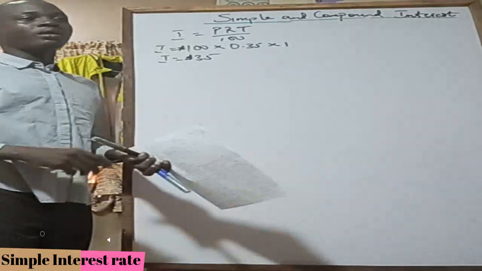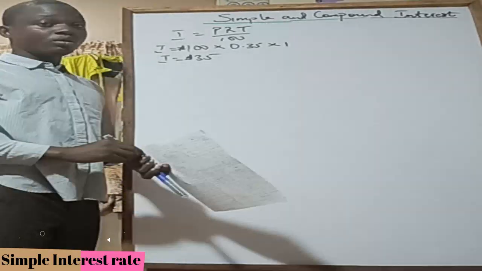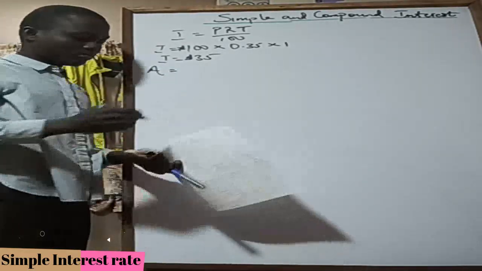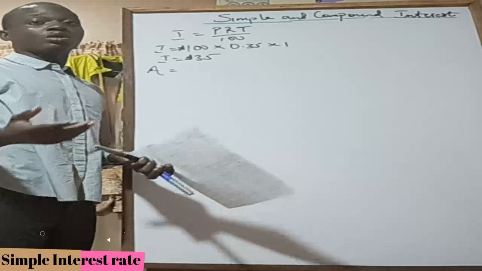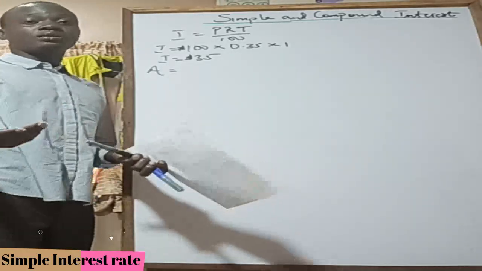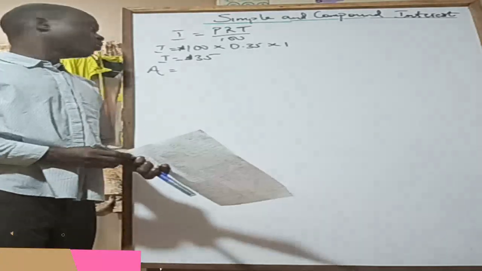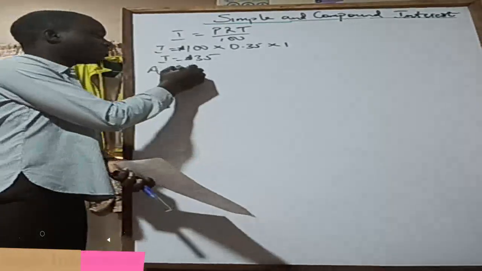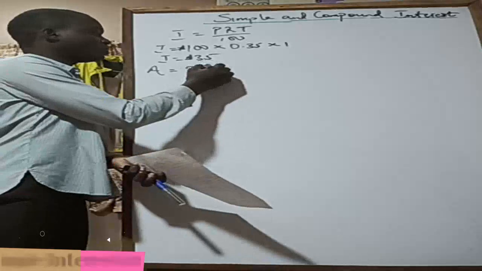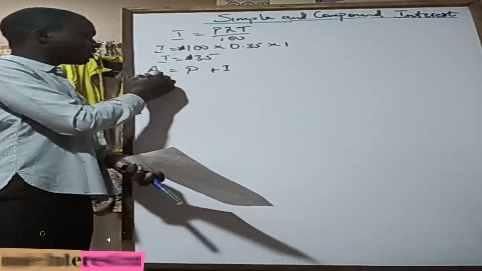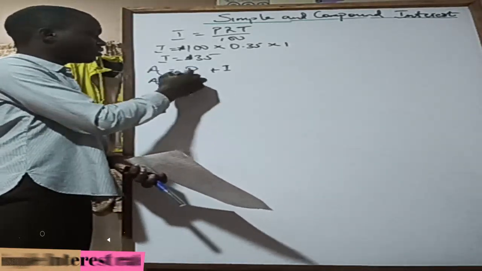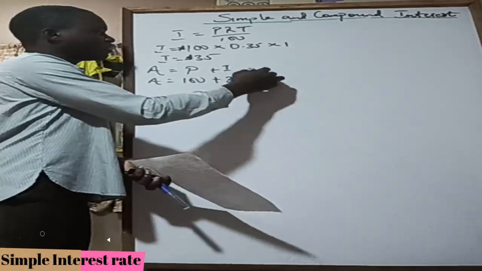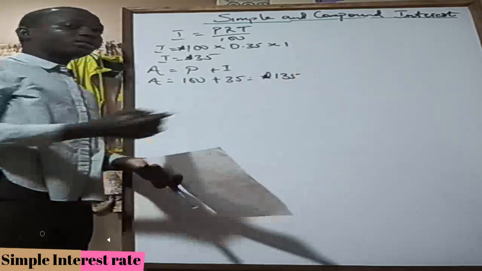So which is trying to tell me that by the following year when I'm repaying the money, this is the total amount gotten after the payment of the interest is made, right? So the total amount that I'm supposed to refund now is going to be the capital that I borrowed, then plus the interest that I am paying. So in this case, A equals 100 plus 35. So the total amount to be paid back is 135 naira. So it's as simple as that.